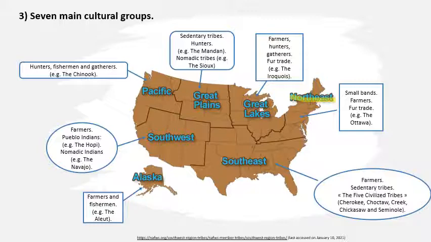Then there were southeastern tribes. They were sedentary tribes and were heavily dependent on agriculture. They were influenced by the political structure of English colonies and adopted several of the English cultural patterns. This was one of the reasons why they were called the 5 civilized tribes, namely the Cherokee, the Choctaw, the Chickasaw, the Creek, and the Seminole.